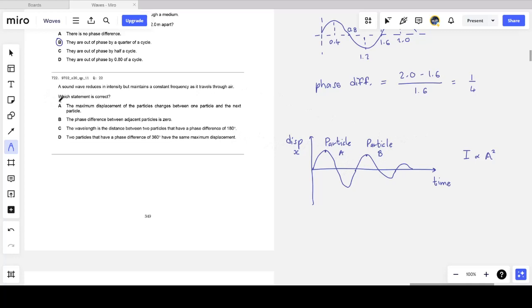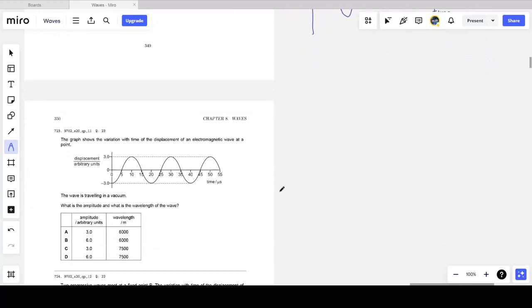So the correct answer here for 722 is option A. The maximum displacement of particles changes between one particle and the next. You can see particle A has a greater displacement than B, has a greater amplitude than B, and then any other particle further on in time would have an even lower maximum displacement, an even lower amplitude.